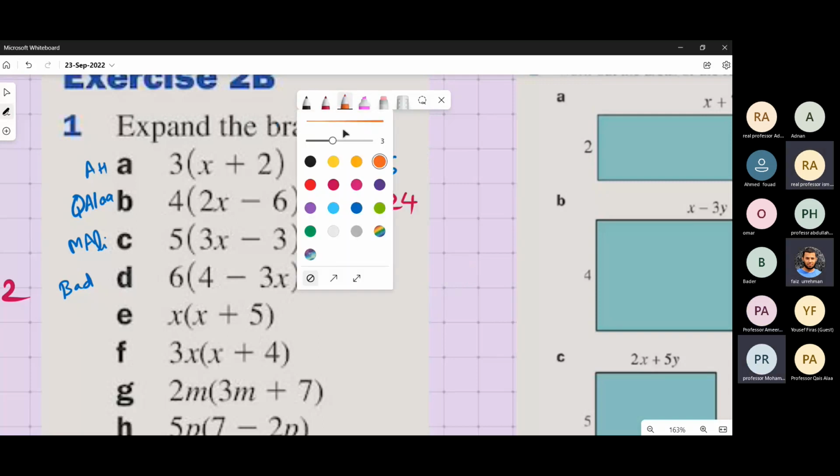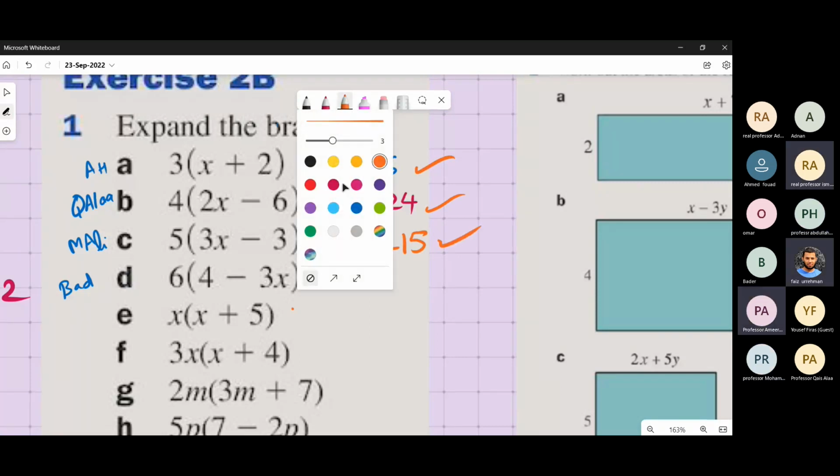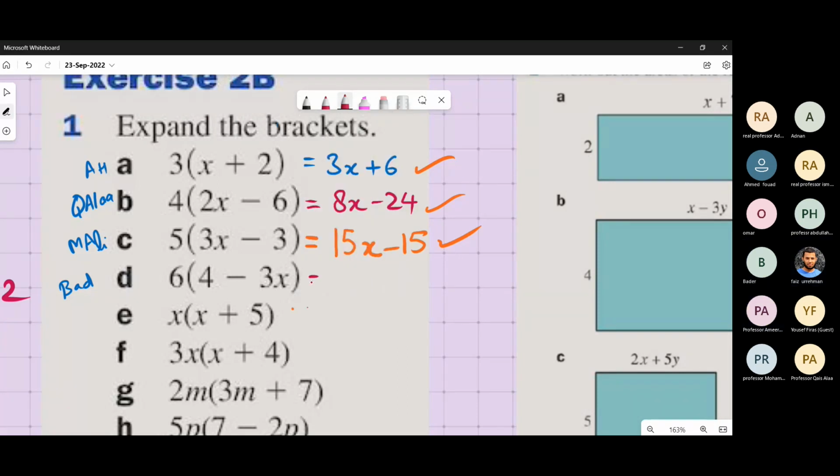Mr., I make one. I saw. Mr., the C is 15x minus 15. Yeah. Oh, okay. So far, so good. No, I'll send you the picture, Mr. Okay, good. Father or Badr? What's the correct pronunciation? Badr. Or Badr?